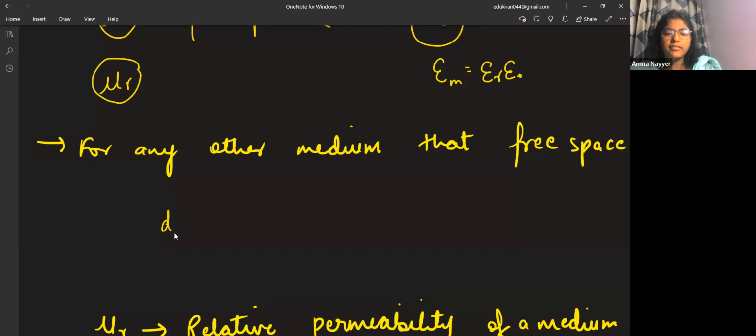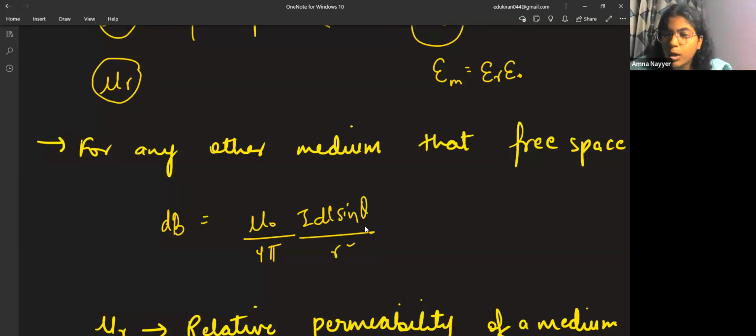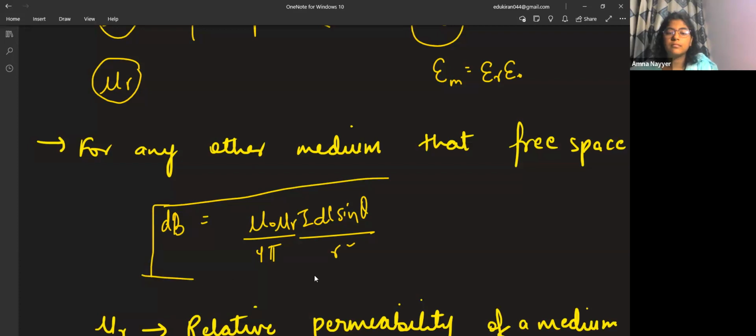So your magnetic field formula will be mu naught by 4 pi, I dl sine theta by r square. This was what we had discussed. If you are having it for a medium other than air, any other medium, that becomes mu r. So mu naught mu r, I dl sine theta. This is the formula. So nothing new.